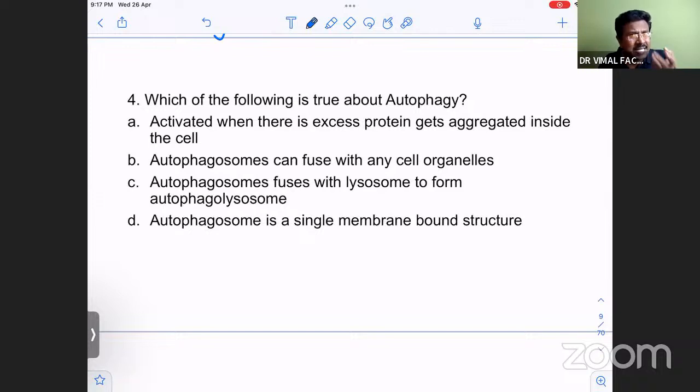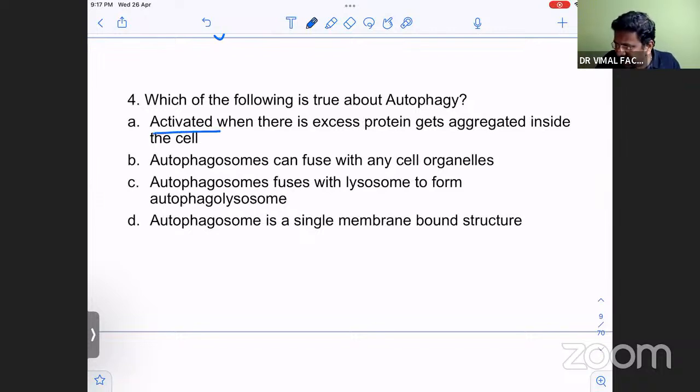So autophagy: the cell eats its own content. Why does the cell have to eat its own content? When a cell is deprived of nutrition, the cell wants to survive anyhow, so the cell eats its own content. Now let's see the options.